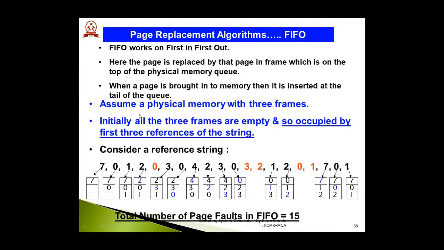So here in this example, a physical memory is assumed with 3 frames. Initially all the 3 frames are empty and so they are occupied by the first 3 references of the string. Let us see. This is the reference string which is given to you, having the memory references of all the pages. As we know that here the physical memory is assumed with 3 frames, first of all, 7 will occupy the first frame. After 7, 0 will be occupied. After 0, 1. So 7, 0, 1. These 3 pages are now allocated to these 3 frames.